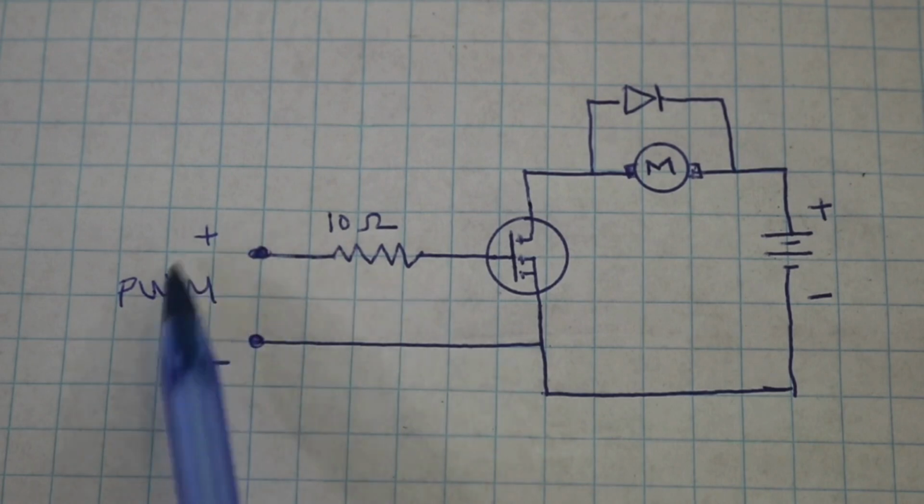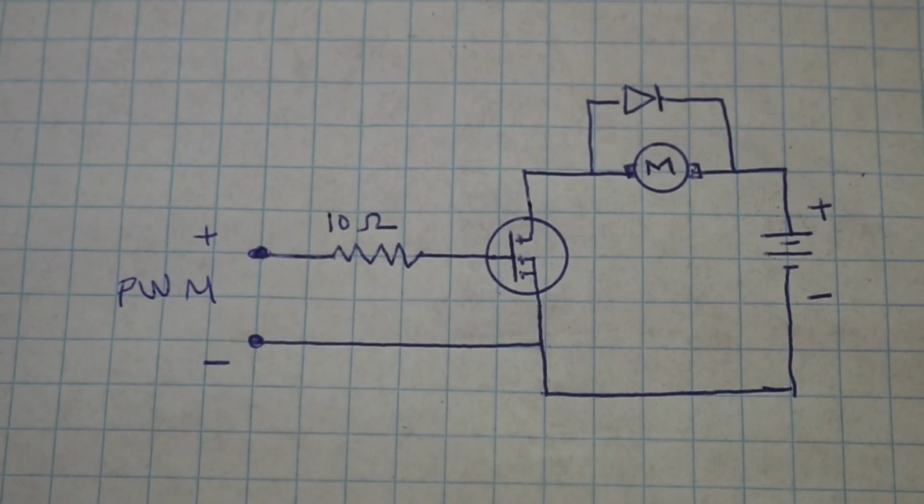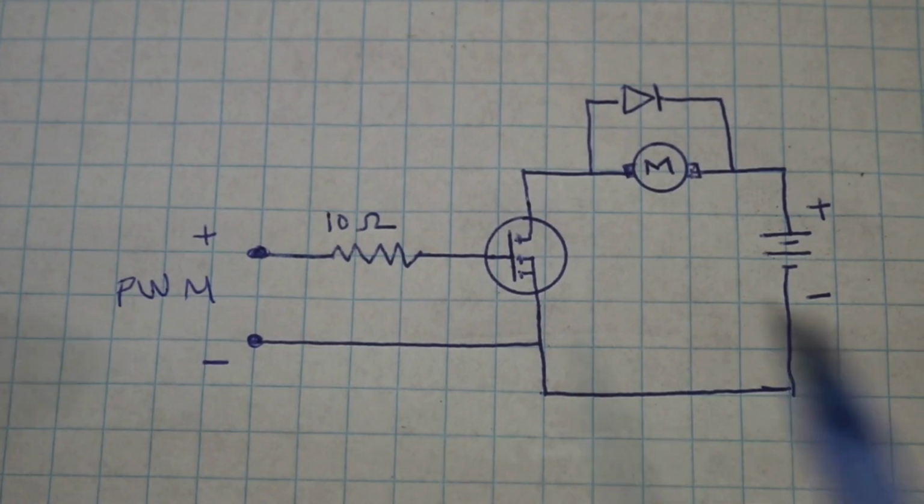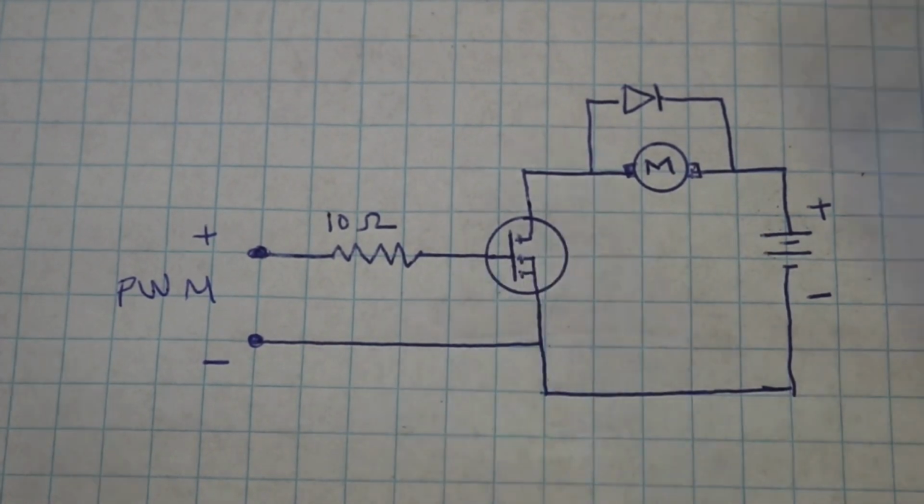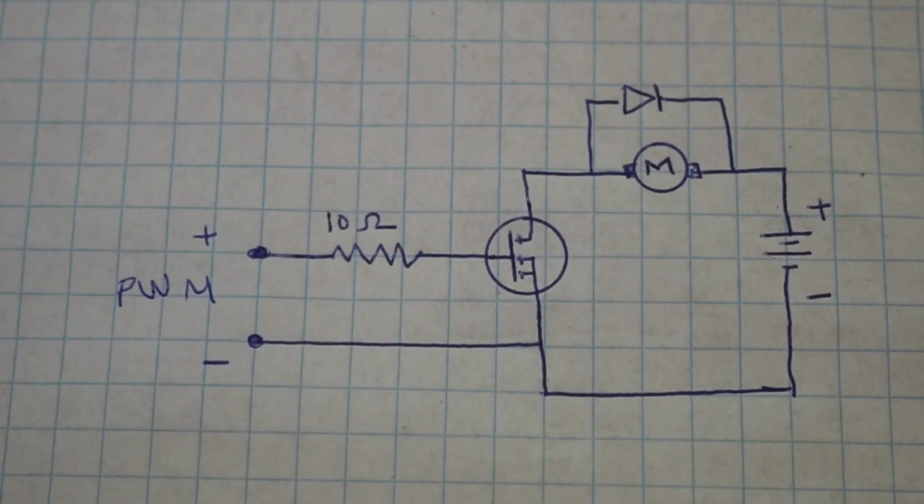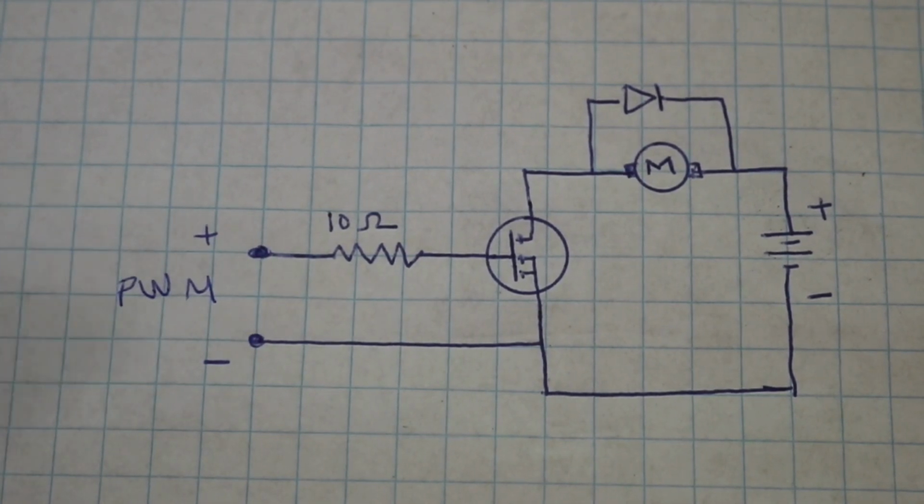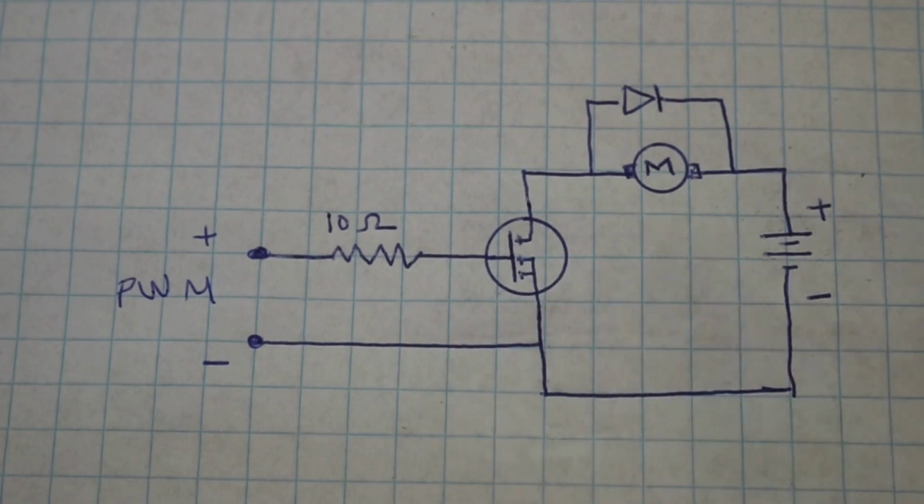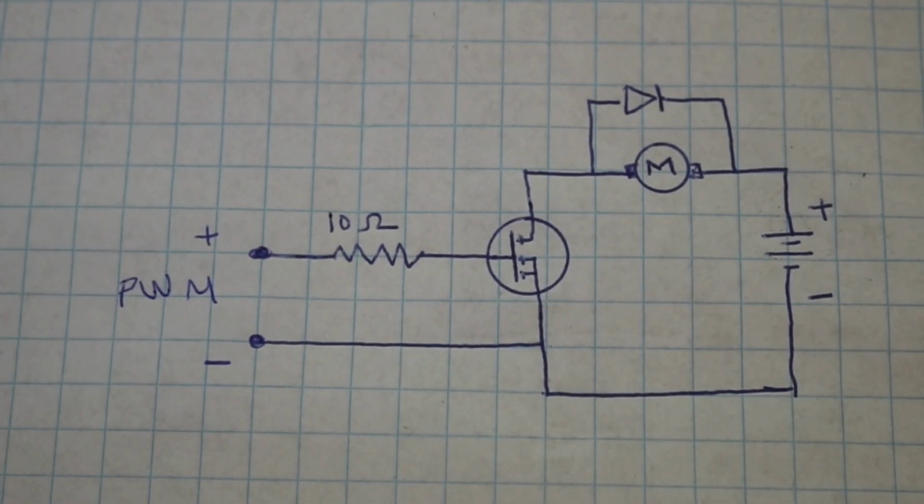Here you can see the circuit. This is the output of the PWM generator, positive and negative, and we need a MOSFET transistor. Why? Because the output of the generator has a capacity of 30 milliamps maximum. This is a very low current, so if we want to move a large motor, 30 milliamps is not enough. The MOSFET will allow us to use larger currents.